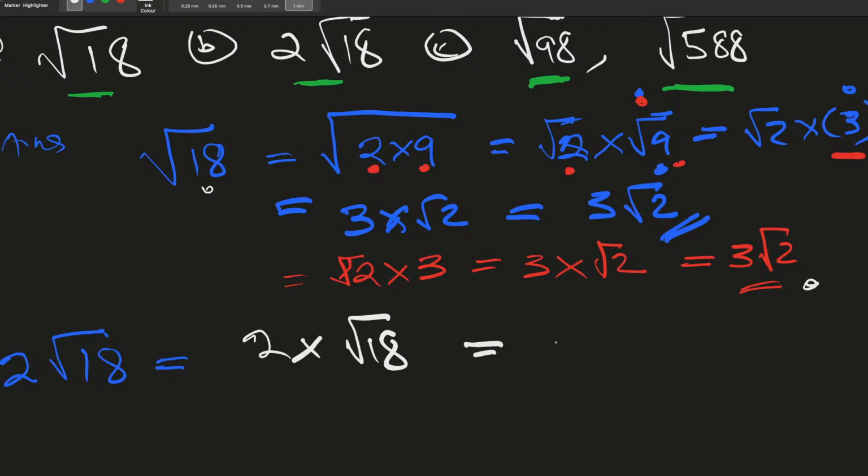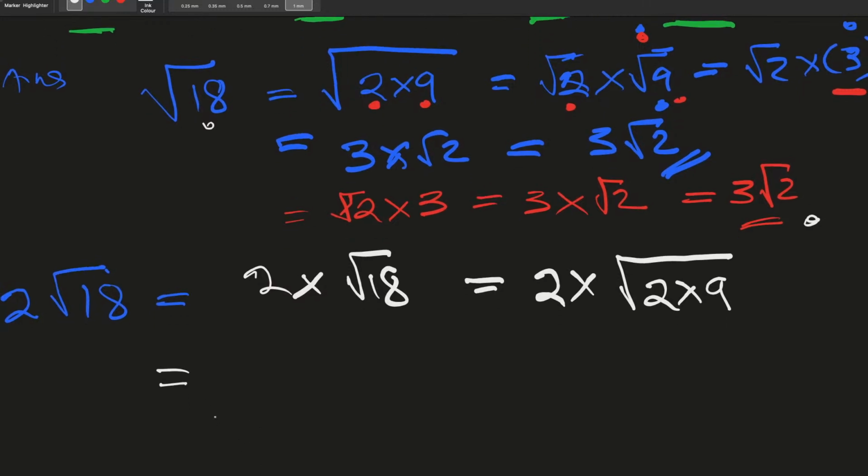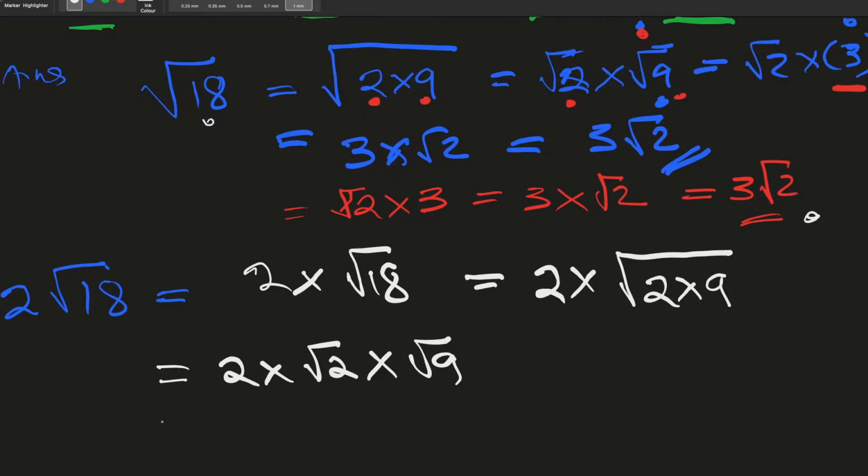And root 18 can be expanded by saying 2 times 9. Then we say this can also be written as 2 times root 2 times root 9. When we further expand, we will say 2 times root 2 times 3, because we know that the square root of 9 is 3. So we replace it here.